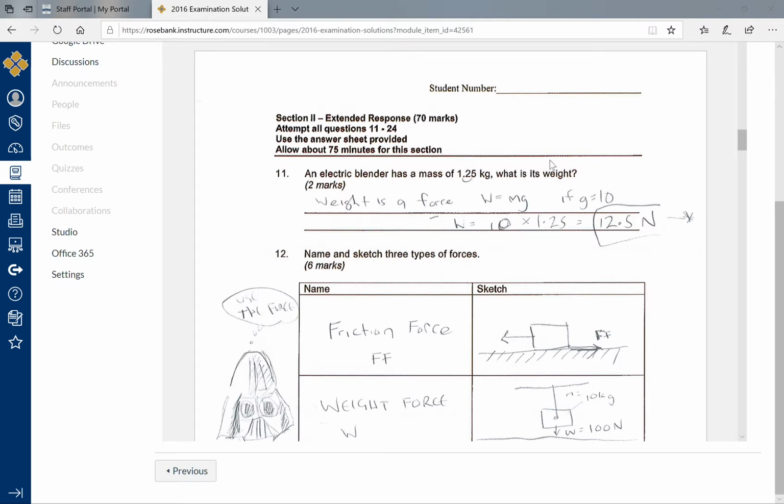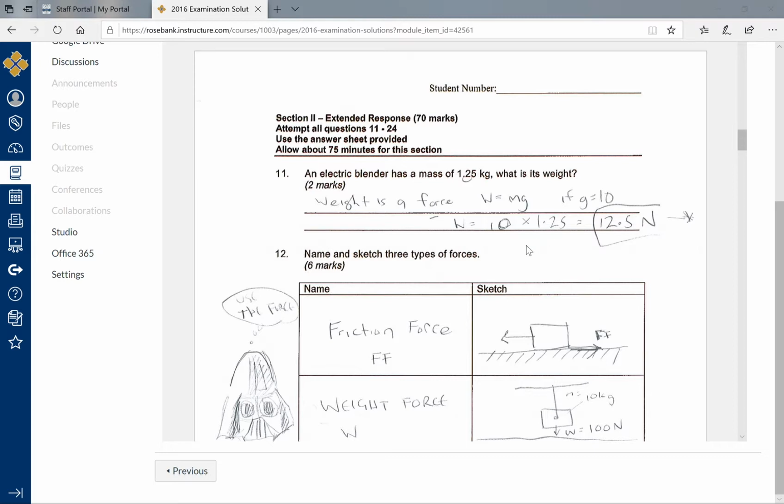Okay, so normally when people say, what do you weigh? You give it an answer in kilograms. In the physics world, in the engineering world, that is incorrect. Weight is a force. So you take your mass and you multiply it by the gravitational acceleration. And for this course, we say it's 10 meters per second squared. g equals 10 meters per second squared.